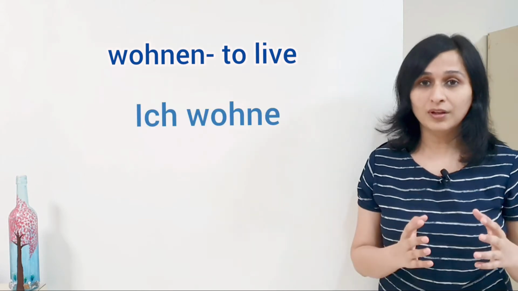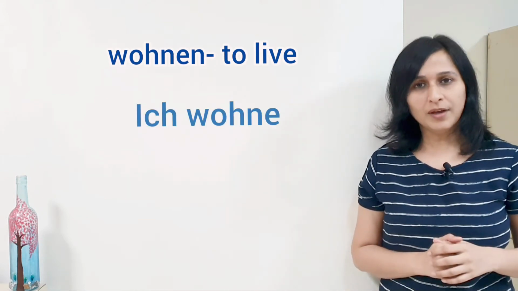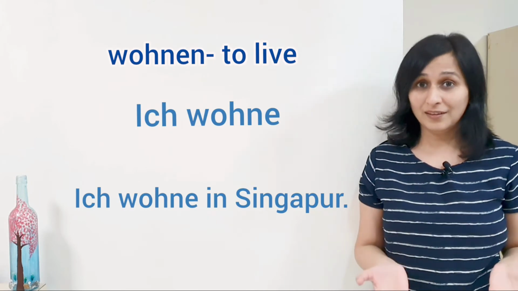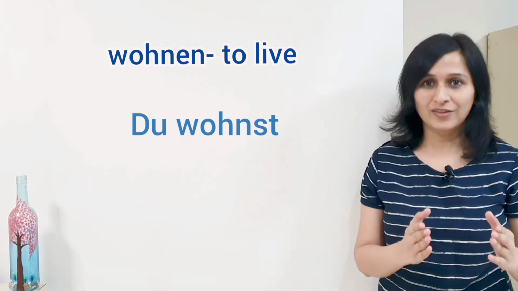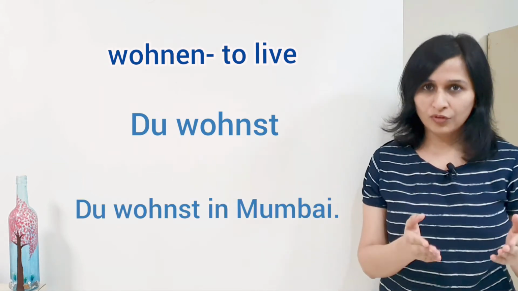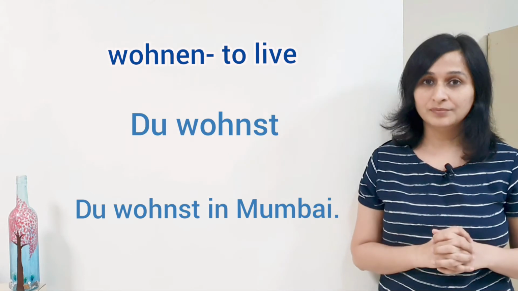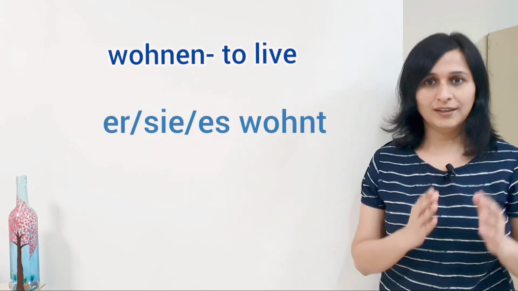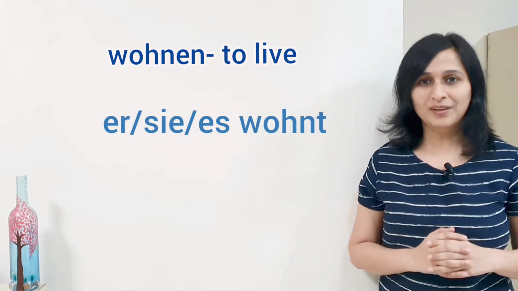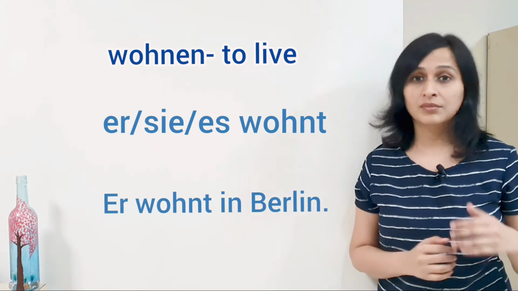We have now understood the rules of the conjugations of regular verbs. Now let's conjugate one more common regular verb. Wohnen. Wohnen means to live. Ich wohne means I live. Zum Beispiel, ich wohne in Singapur. I live in Singapore. Du wohnst. You live. Zum Beispiel, du wohnst in Mumbai. You live in Mumbai. Er, sie, es wohnt. He, she, it lives. Zum Beispiel, er wohnt in Berlin. He lives in Berlin.